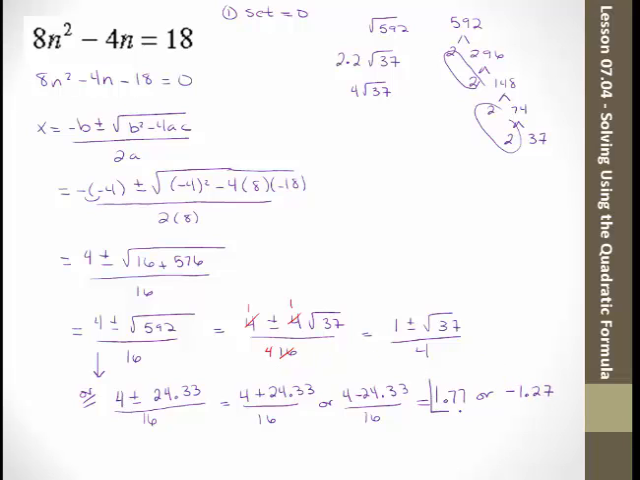So I can have decimal answers, or I can have an exact answer. Now this answer is exact. This answer is approximate because we rounded for the decimals.